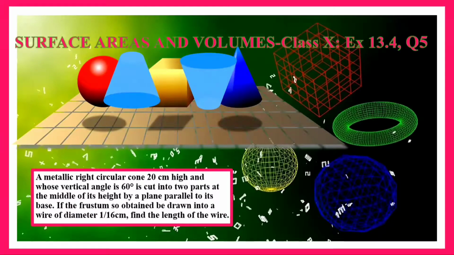Hello everyone, I'm doing the last question of exercise 13.4 from the chapter of surface areas and volumes for class 10. It is the fifth question. A metallic right circular cone 20 centimeters high and whose vertical angle is 60 degrees is cut into two parts at the middle of its height by a plane parallel to its base. If the frustum so obtained be drawn into a wire of diameter 1 by 16 centimeters, find the length of the wire. So let us see how do we do this question.